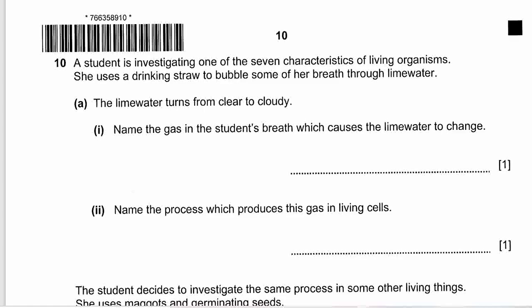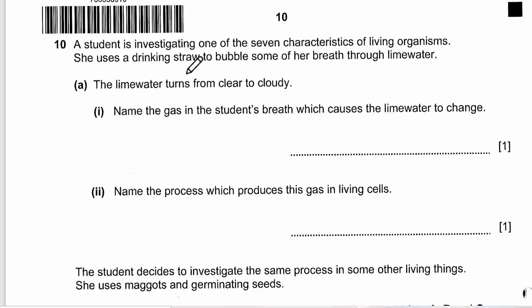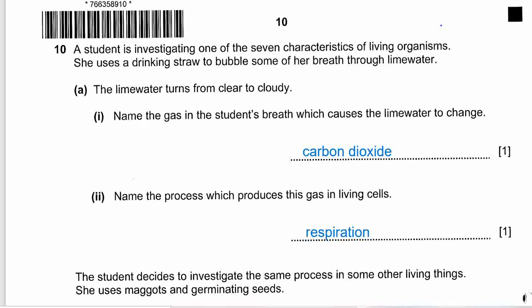Next number. A student is investigating one of the 7 characteristics of living organisms. She uses a drinking straw to bubble some of her breath through lime water. The lime water turns from clear to cloudy, meaning the gas in the student's breath which causes the lime water to change is carbon dioxide. Name the process which produces this gas in living cells. It is respiration. So the answer is carbon dioxide and respiration.